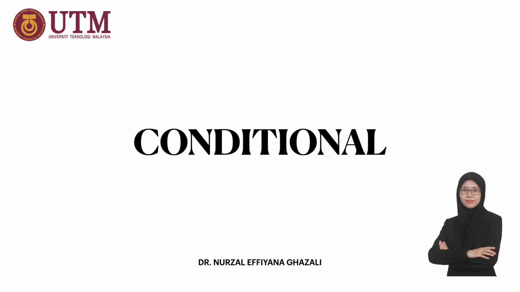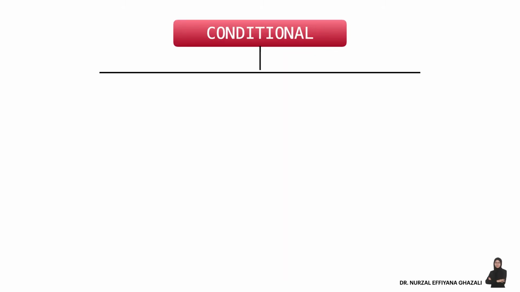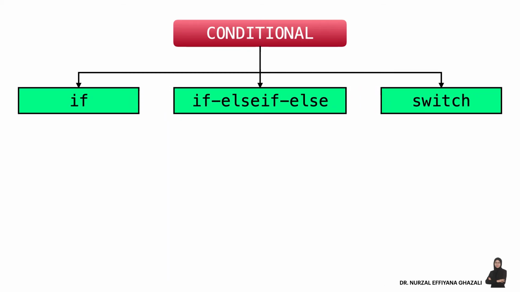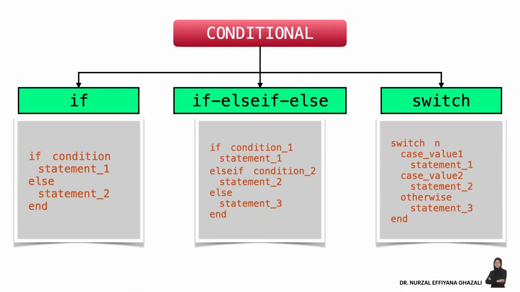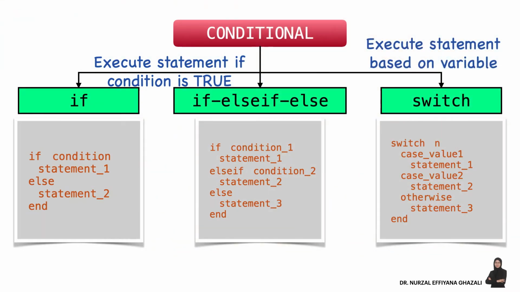Hi everyone, in this video I'm going to explain the conditional. There are three types of conditional statement, which are if, if-else-if-else, and switch. Here is the syntax for each case. As you can see here, the if and if-else-if-else will execute a statement if the condition is true, while switch will execute a statement based on the variable value assigned to the case.